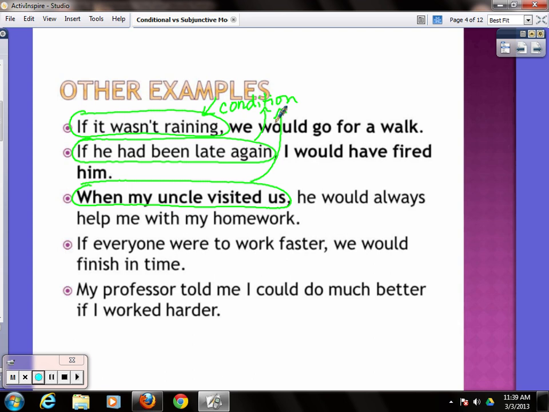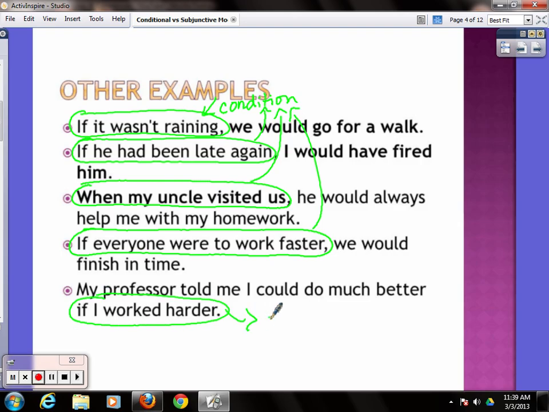If everyone were to work faster, we would finish in time. Here's your condition. So this has to happen in order for the other thing to happen, or it could happen if this other thing happened. It doesn't necessarily mean that's going to happen, but it's a condition. My professor told me I could do much better if I worked harder. Well, if I worked harder, that is my condition. Notice that in all of these, I made sure I used could or would. Notice also that all of these things could possibly happen if I were to do the other thing.